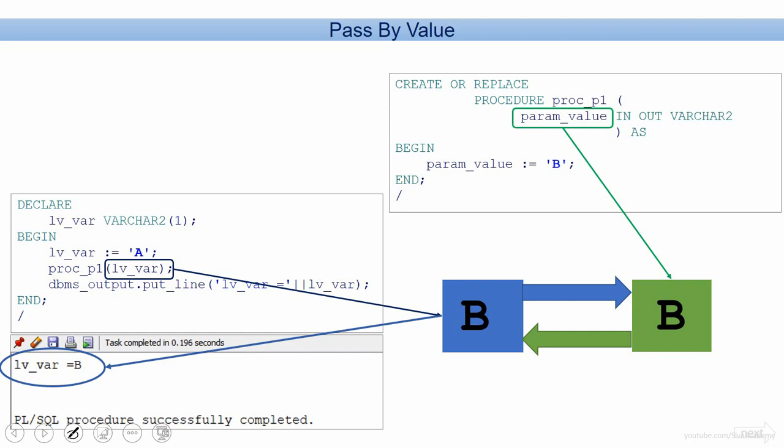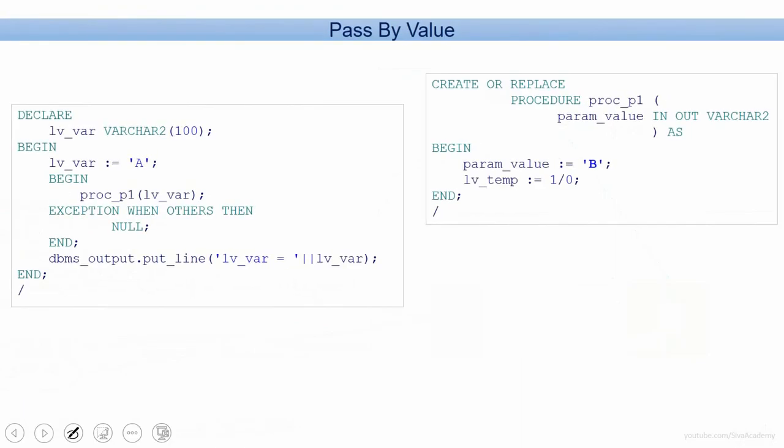Now let us understand what happens if an exception is raised within the procedure. In this procedure, I have intentionally introduced a statement, variable equals 1 divided by 0, so that an exception will get raised while calling the procedure. As we all know, whenever an exception gets raised, the control will immediately go back to the calling place. Fine, let us see what happens here.